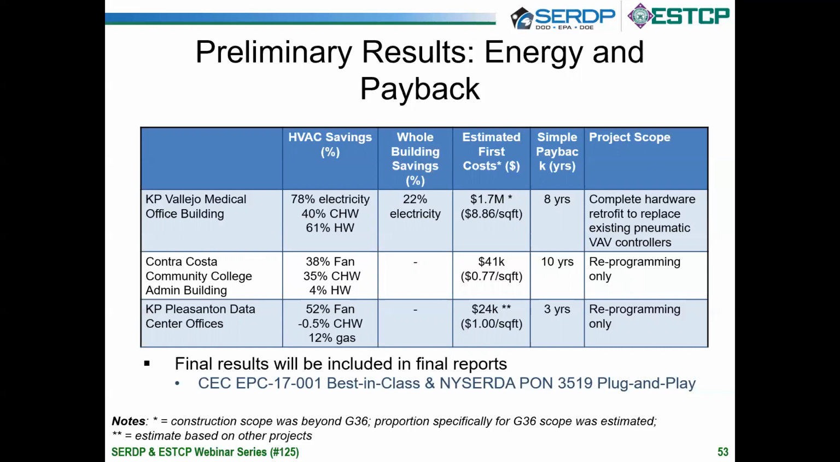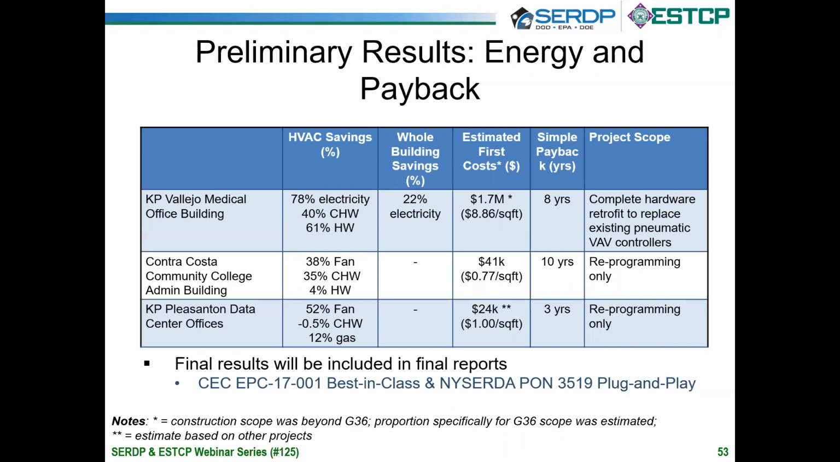Then going down to the next two rows here, these are projects that were the reprogramming only type. The simple payback for them came out at 10 years and 3 years. First cost was much lower. Looking at the energy savings for these, it's a bit lower. I'm not going to read off all the numbers there, but we do notice some anomalies in some ways. The hot water savings in the Contra Costa Community College building was fairly low, and the chilled water savings in the Pleasanton Data Center offices was non-existent. And this is an important finding.